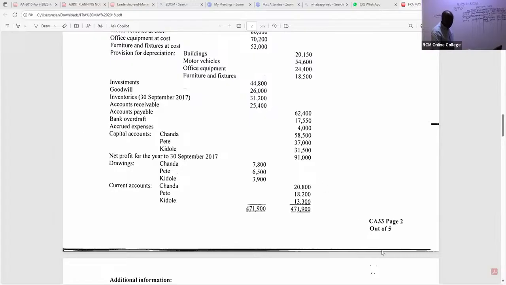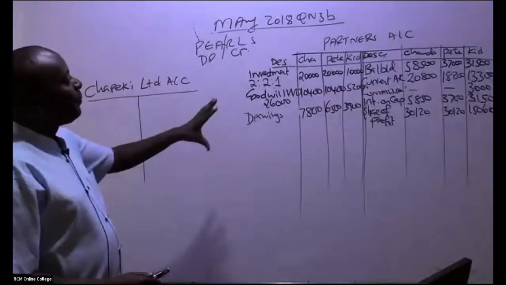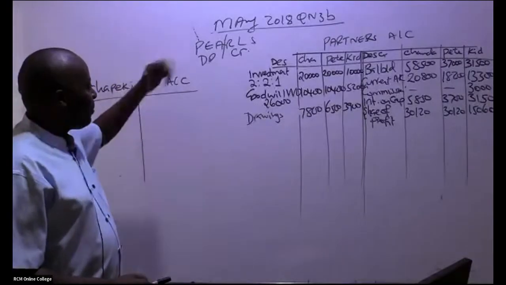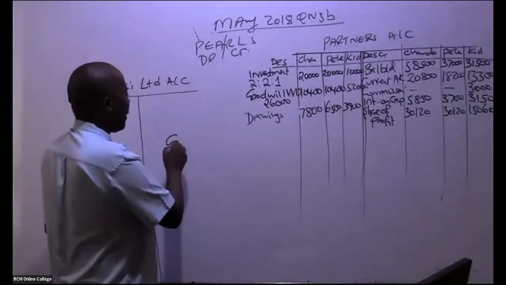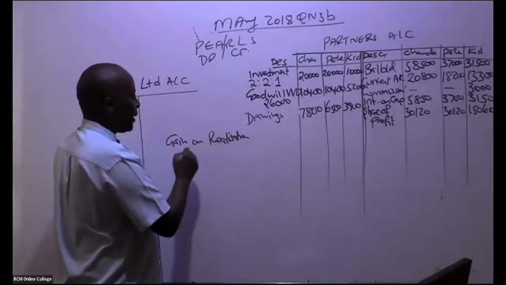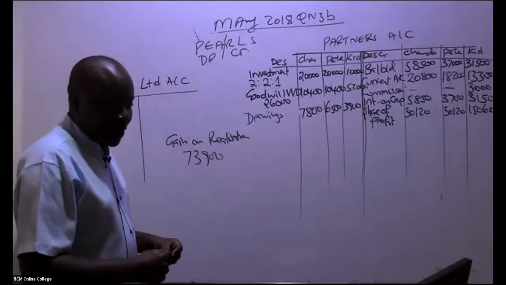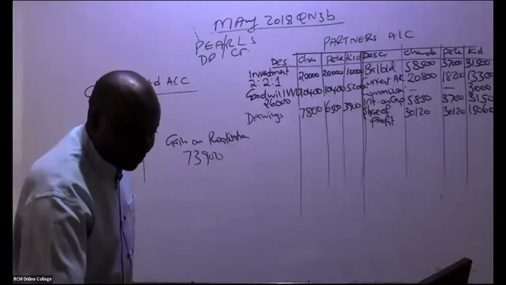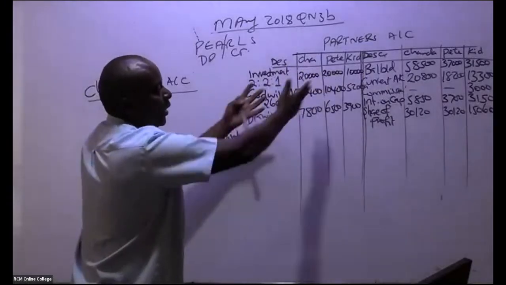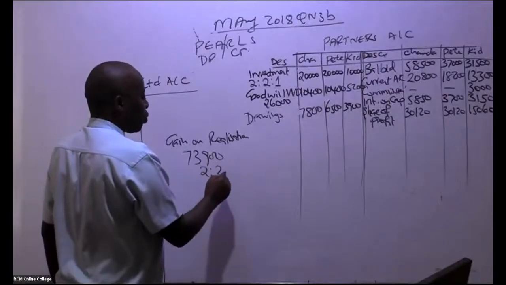Now, as I do this, there is something very important that normally connects this partner's account with my realization. Remember, we got a gain on realization. Of how much? Can somebody remind me? Was it 73,900? Yes, please share it out to the partners. It's their gain, it's their money. Share it out using this ratio 2:2:1.